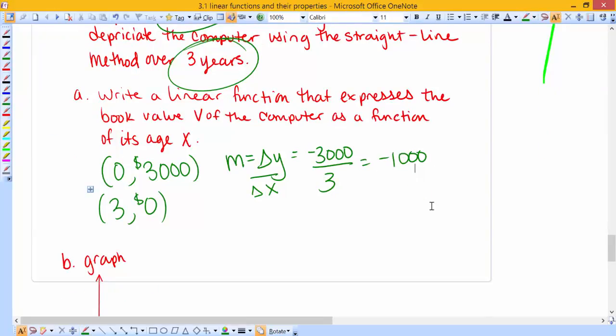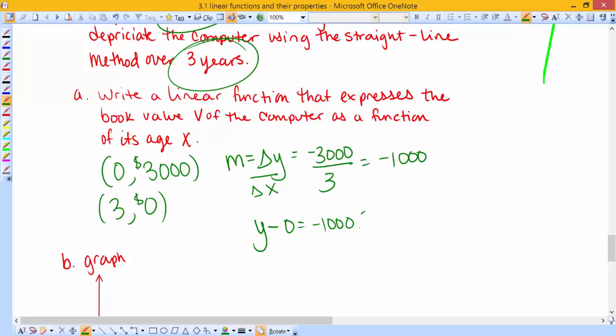So to write the equation, y minus, I'm going to go ahead and use the point (3, 0). y minus 0 equals negative 1,000 times x minus 3. Do I really need to go through all of this? No, because I know how much the computer is decreasing. It's decreasing 1,000. How much was the computer originally worth? 3,000. So there's my equation.